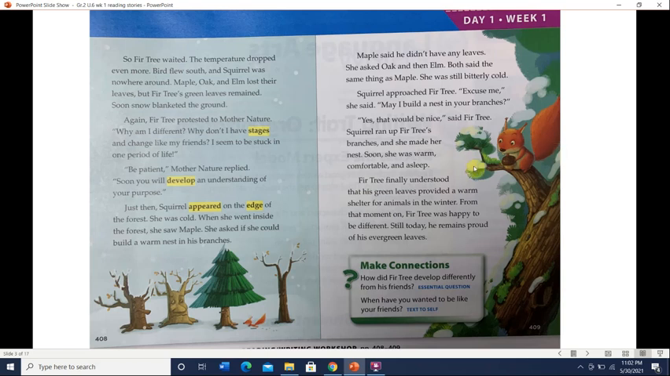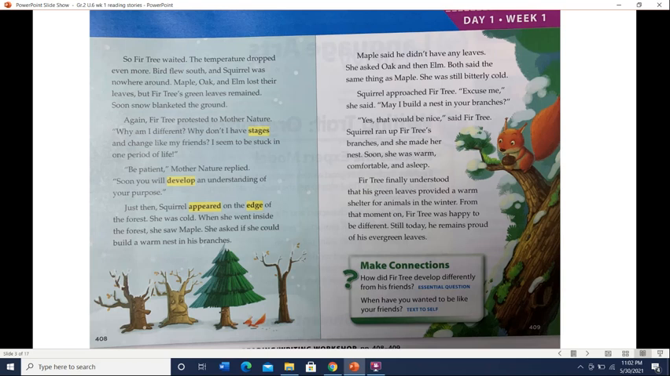Fir Tree finally understood that his green leaves provide what someone needs, a warm shelter for animals in the winter. From that moment, Fir Tree was happy to be different. Still today, he remains proud of his evergreen leaves. Okay, so when Fir Tree saw that Squirrel was warm and comfortable, he understood.